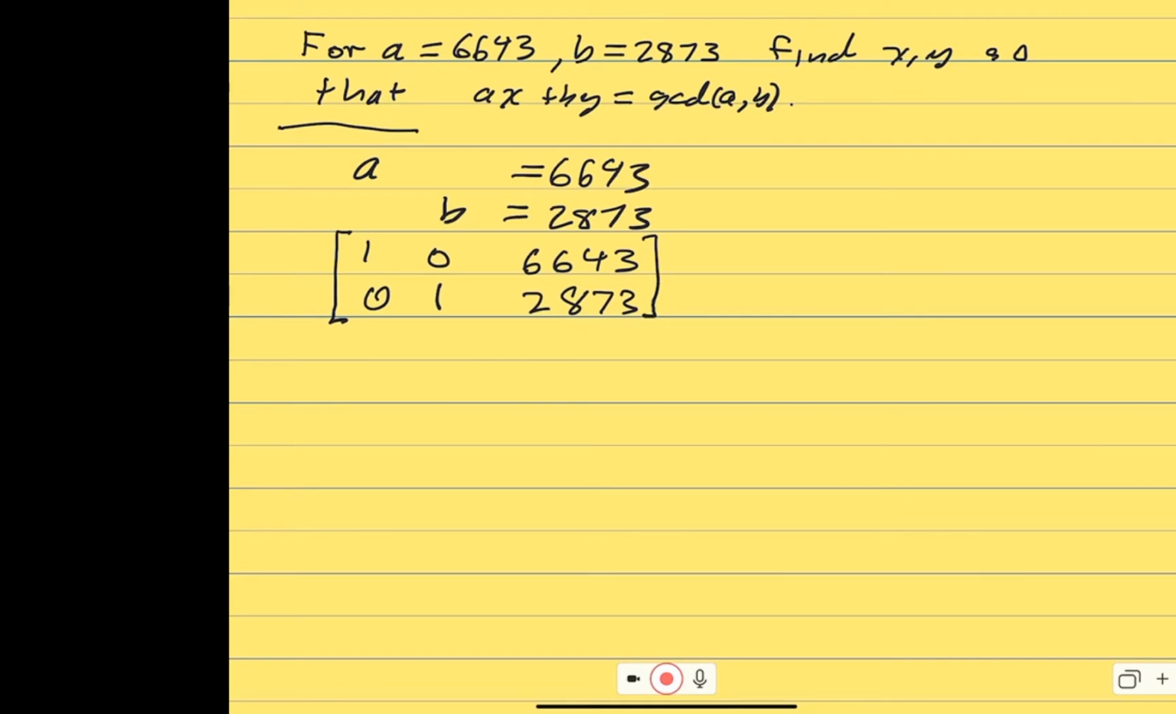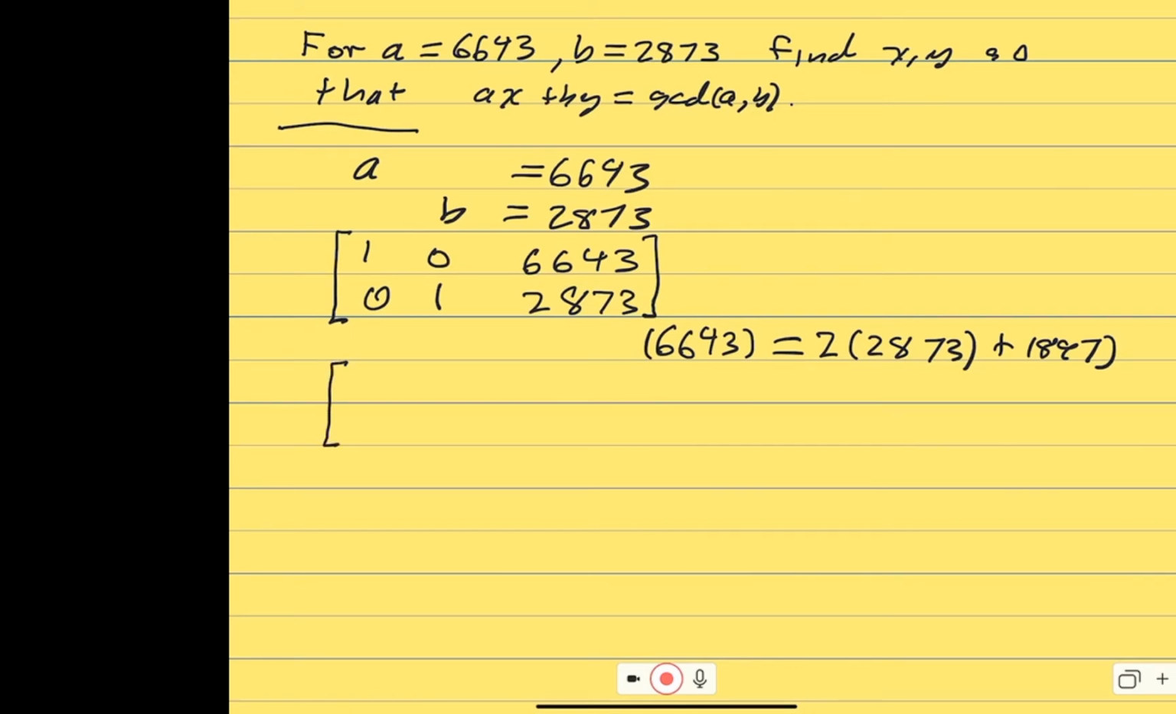And now we'll start to apply the Euclidean algorithm. So I'm going to divide the smaller into the larger. And when I do that, I get 6643 is 2 times 2873 plus 897.